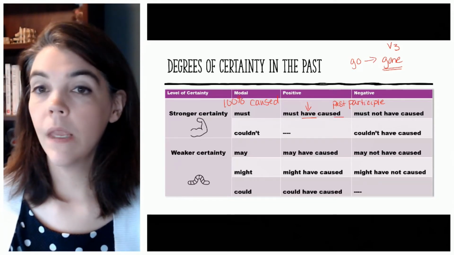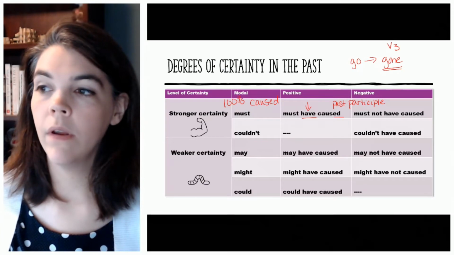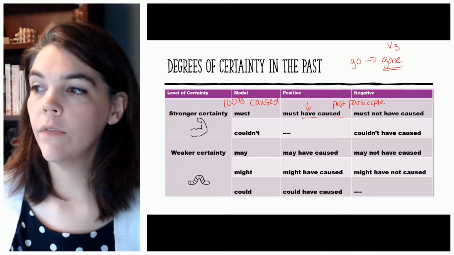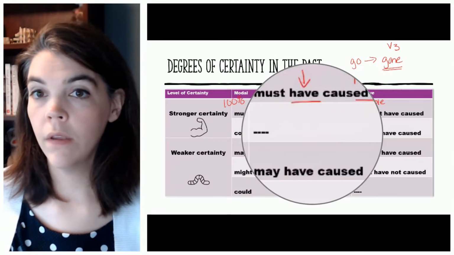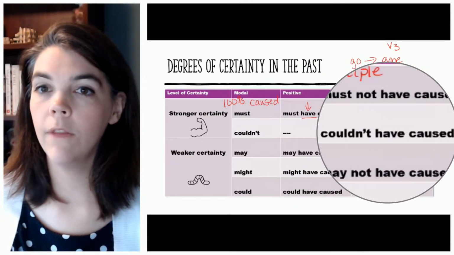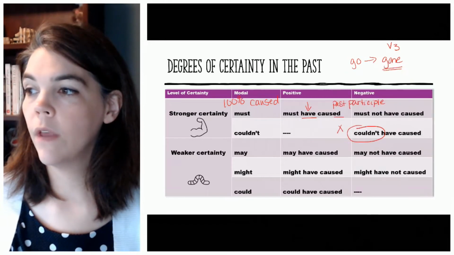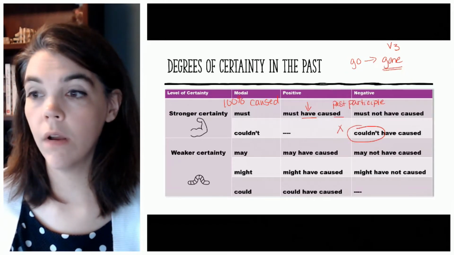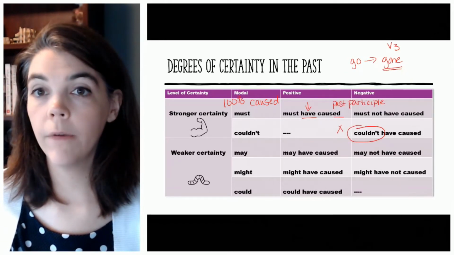Okay. One more thing to point out here, there's no affirmative form here for a strong modal for could, so all we have here is couldn't, just like we had in the present and future. There's nothing, could isn't strong. Could is actually weak.